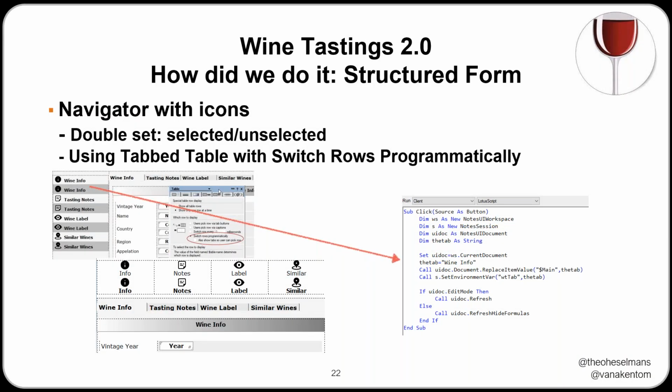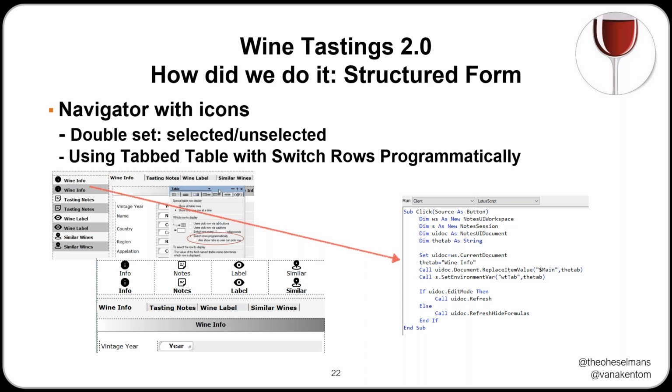For the navigator, actually the same thing, the navigator with the icons. I just make them all twice, and with a hide-when formula, one of them will be visible. And because it's a bit more difficult, I use programmatically switchable tables. Very easy to do, except that you have to be careful in how you switch your embedded form, because I use an embedded form.